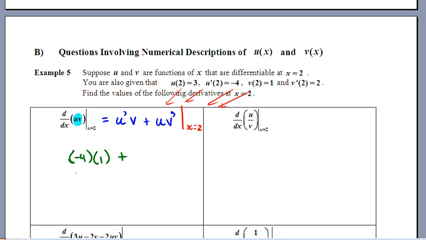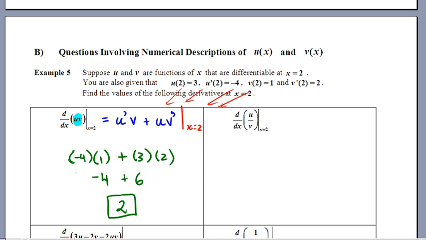Plus, leave the u, figured out at 2, that's a 3. And then v prime, figured out at 2, that's a 2. Okay, so negative 4 plus 6, 2. 2 is my answer. Okay, now let's just back up and look at this thing here for a second.